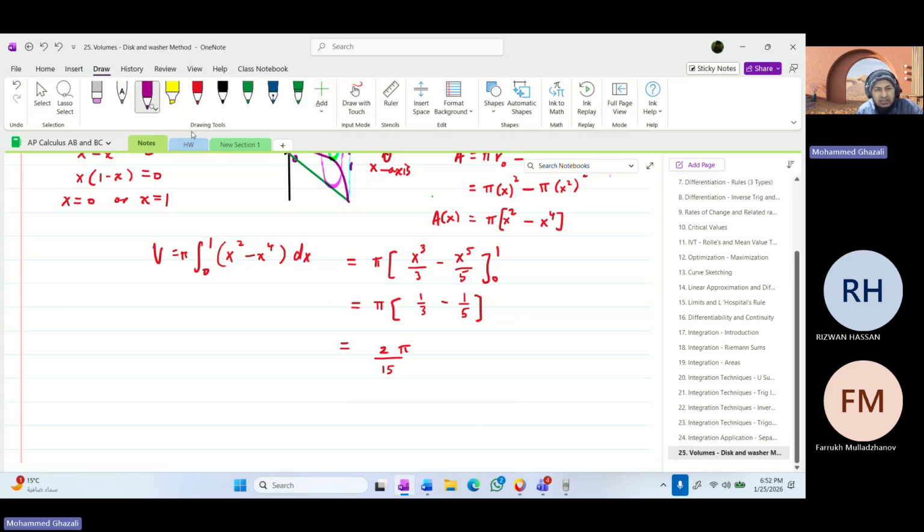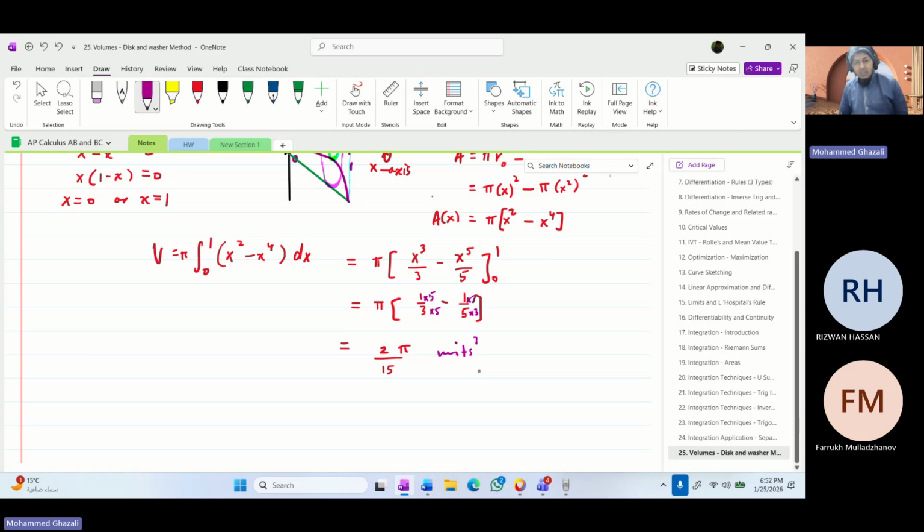Otherwise, you can do your basic algebra. Multiply by 5, multiply by 5, multiply by 3, multiply by 3. 5 times 3 is 15. There's a 15 here at the bottom. And 5 minus 3 is 2. 2 over 15 pi. Units cubed.